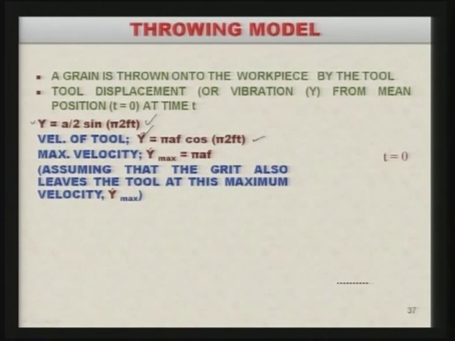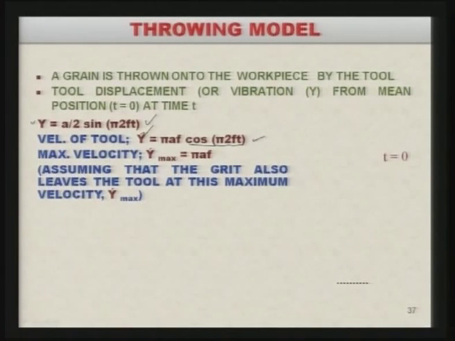Now, we want to find out what is going to be the maximum velocity of the tool during its vibration. So, the maximum velocity will be obtained when the value of cos 2 pi f t is maximum, and the maximum value of the cos function is 1. So, you get y dot maximum as pi a f, assuming that the grit also leaves the tool at this maximum velocity. Now, this is a very important assumption over here.